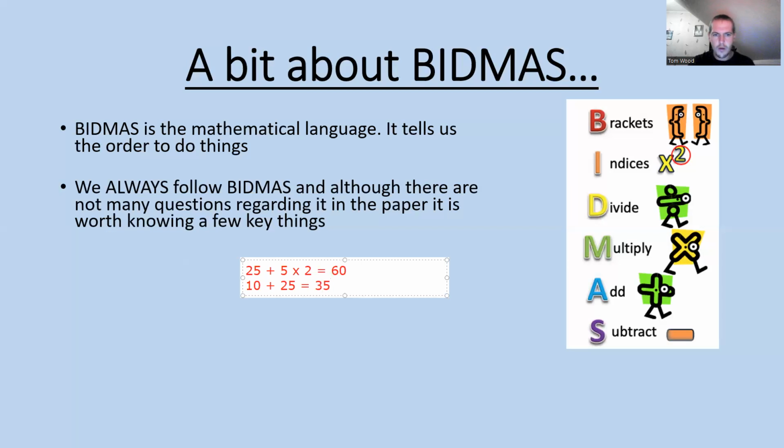So as you can see, although there's two different ways of essentially looking at this sum, I can do 5 times 2 add 25, or 25 add 5 times 2. They look like they should give you the same answer. If you go from left to right, you will get different answers.